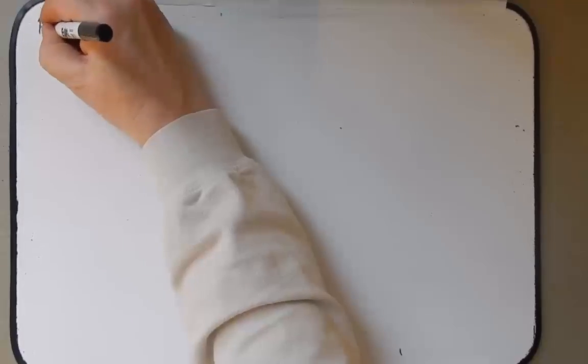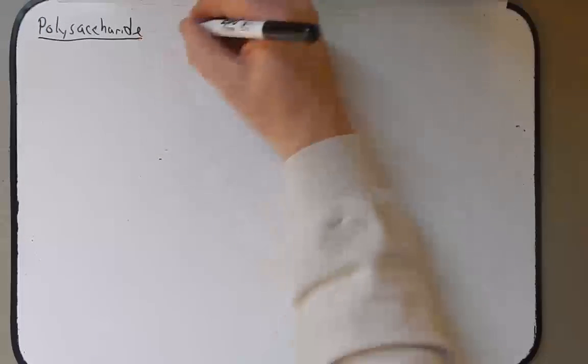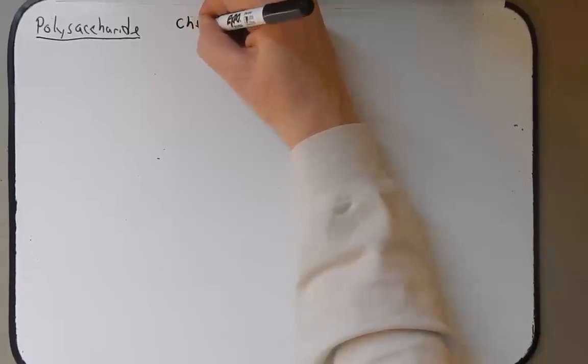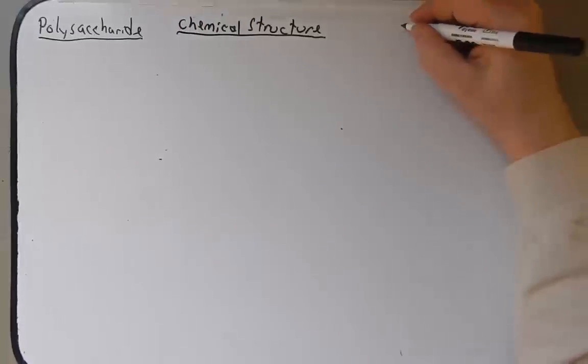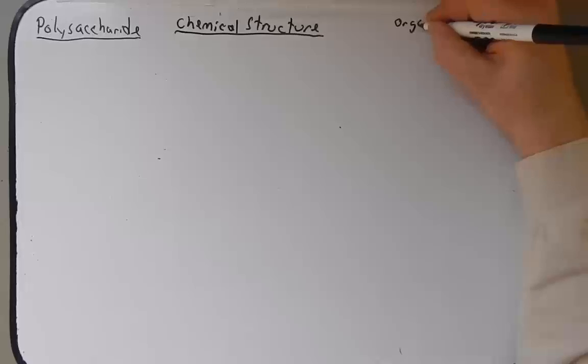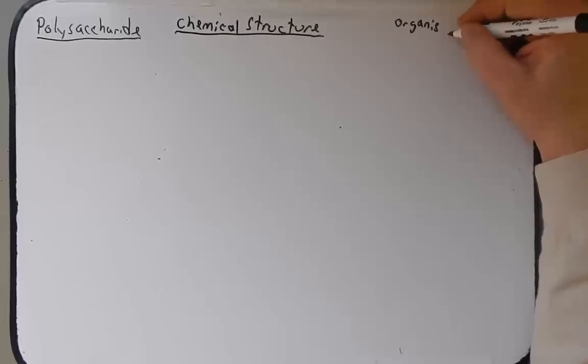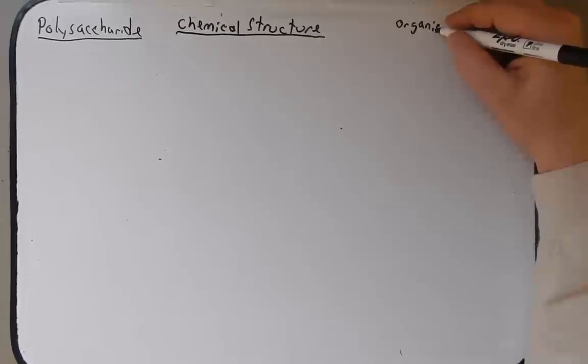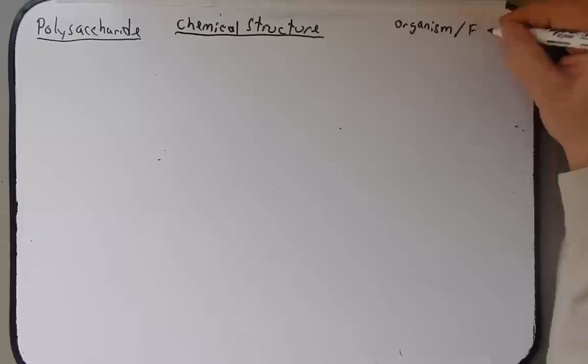And I'm going to list them here in just a moment. I want you to not only know their names, I want you to know a little bit about their chemical structure. And then I want you to know the organism that we find them in. Sometimes we find these only in animals, sometimes we find them only in plants or bacteria. So I want you to know that. And something about their function.